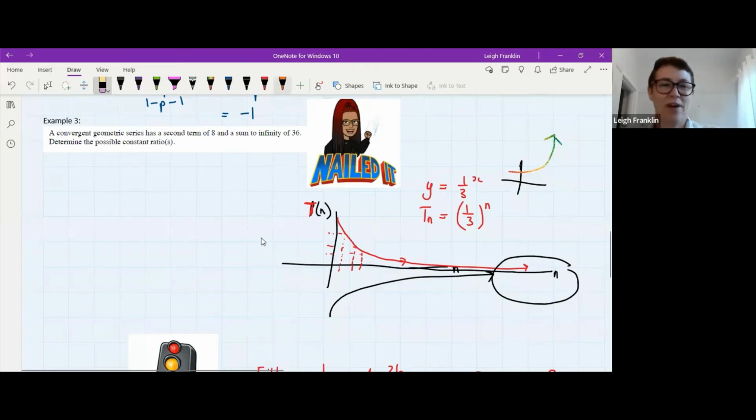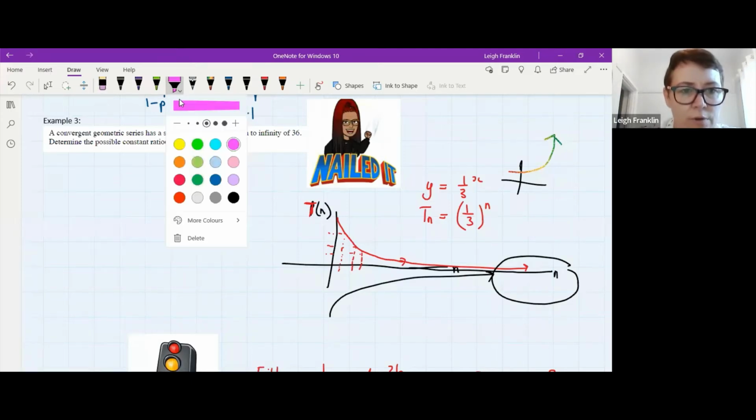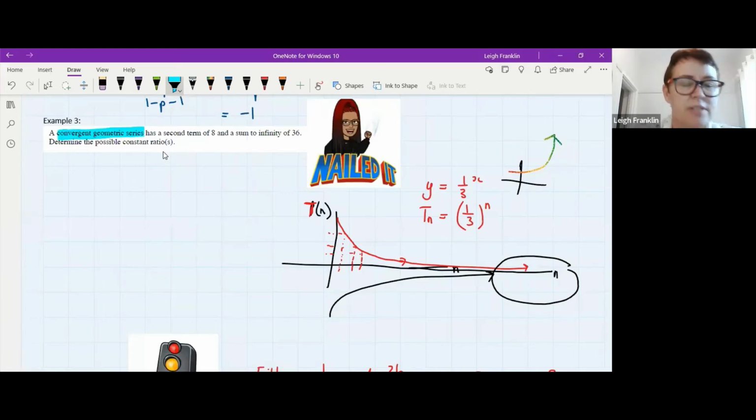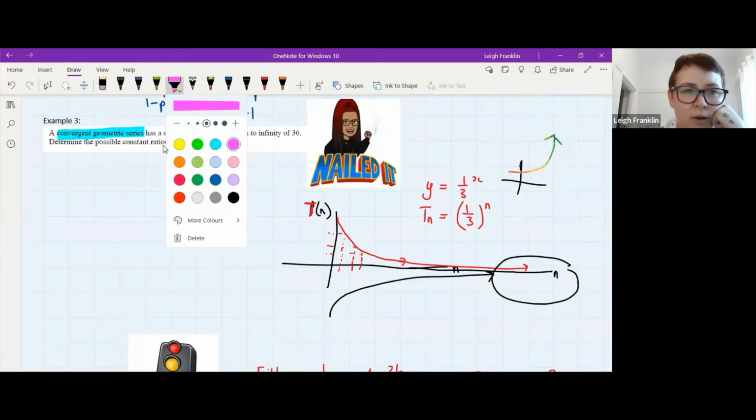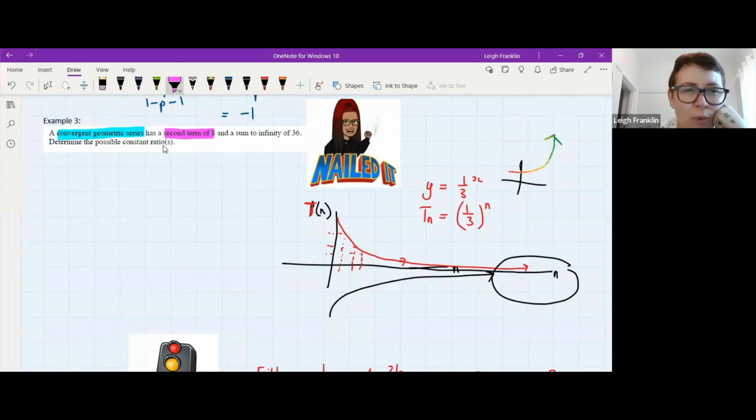Pleasure. Okay, all right, so let's have a look at a word problem and how we would solve something like this. A convergent, very important for us to read the word convergent, geometric series. Let's just highlight that. Convergent geometric series has a second term of 8. Let's put that in a different color. It has a second term of 8, and it has a sum to infinity of 36.